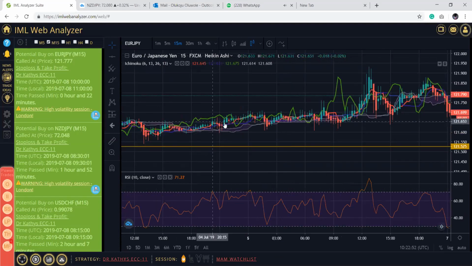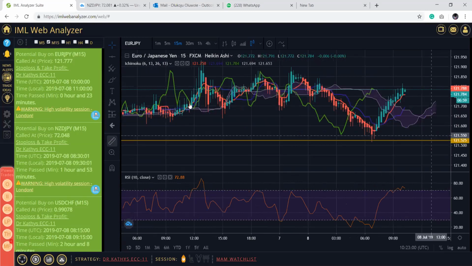Okay, you can see blue, red, blue, red, blue, red, blue, red. You can see that. That means that it's in consolidation. But when it starts moving, you see the blues or you see the red, you see the blues, you see the red, you see the blues, you see the red. Now we are seeing the blues.